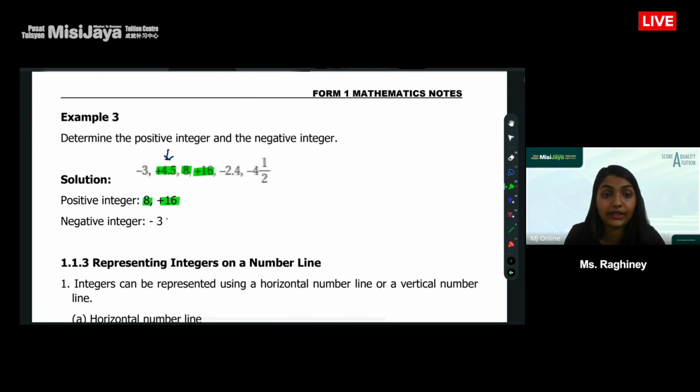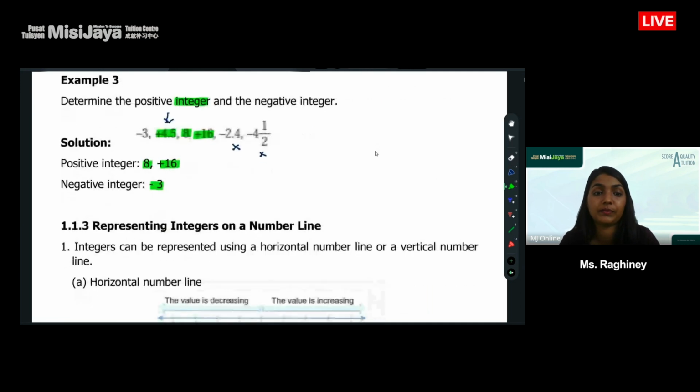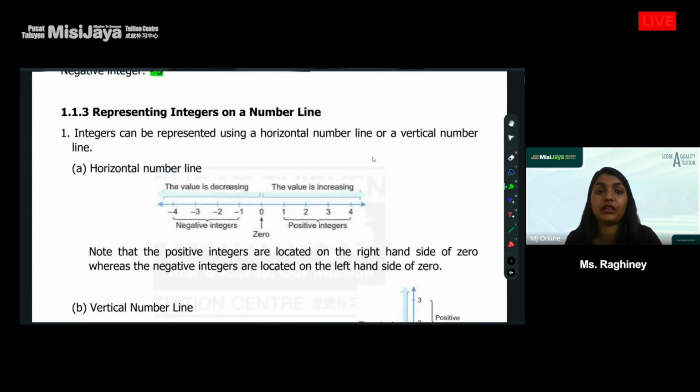So when we look at this, our negative integer is only negative 3 because 3 is a whole number. Negative 2.4 and negative 4 1/2 are not going to be integers because one is a decimal and the other one is a fraction, right? So when they ask you to determine the positive integer, make sure to exclude those things which are decimals and fractions.